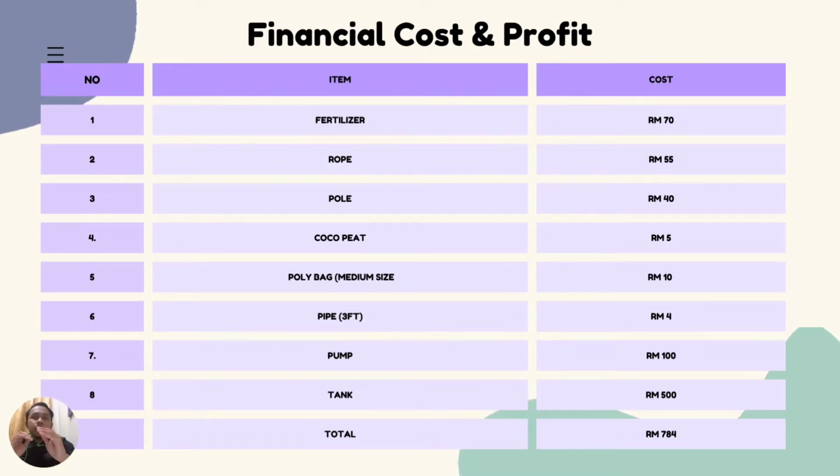The items that cost this hanging fertigation: the first one is fertilizer, RM70. Secondly, rope RM55, pole RM40, cocoa peat RM5, polybag medium size RM10, pipe RM4, pump RM100, tank RM500. So the total is RM744.